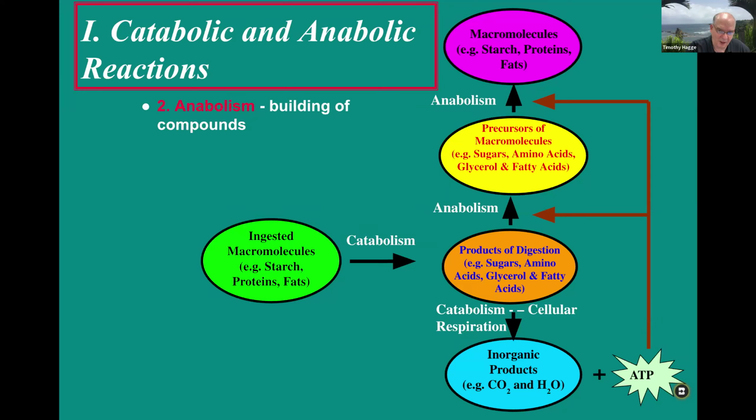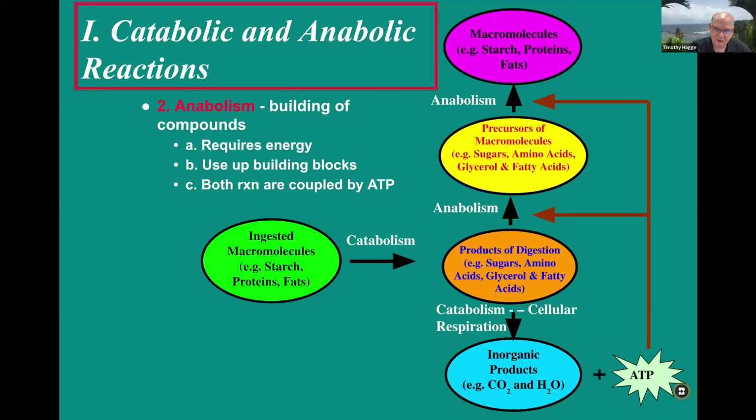The second type of reaction is anabolic reactions. These are reactions where you build compounds. You take those basic units, those building blocks, and make more complex molecules. For example, if we were making our macromolecules, you take amino acids and make proteins. That would be an anabolic reaction. And notice that anabolic reactions require energy. So the catabolic and anabolic reactions are tied together. They're coupled. The energy used for those anabolic reactions is ATP, and energy released by catabolic reactions can be used to make ATP.